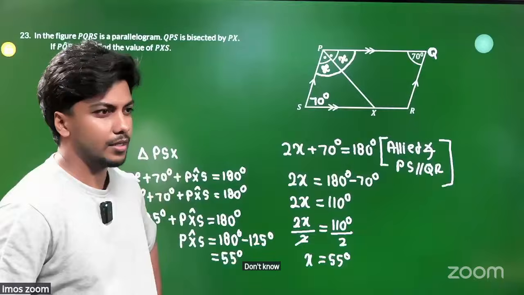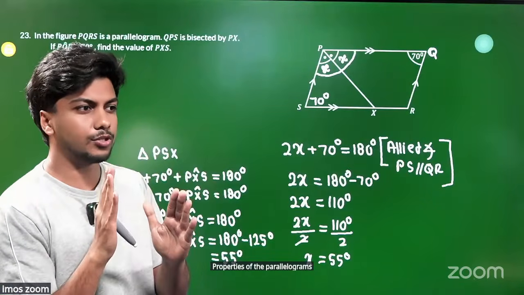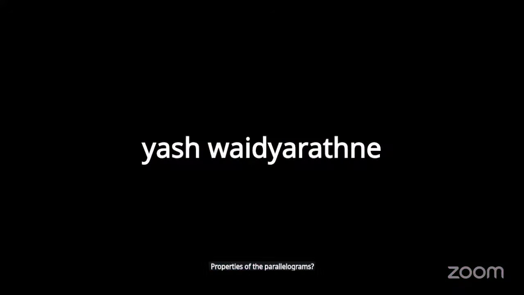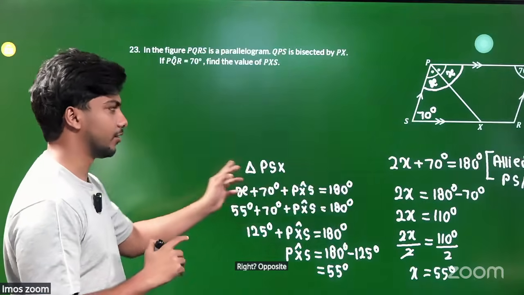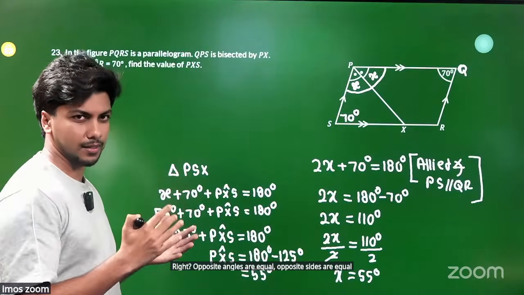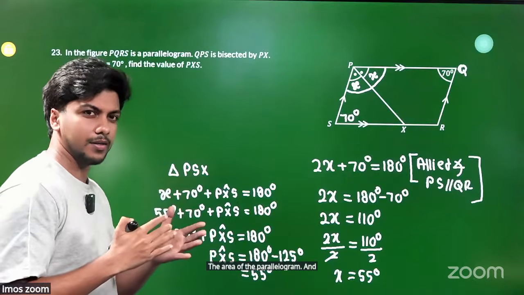Are all the properties of the parallelograms clear? Okay. Opposite angles are equal, opposite sides are equal, diagonals bisect the area of the parallelogram and diagonals bisect each other. Right? Yes.